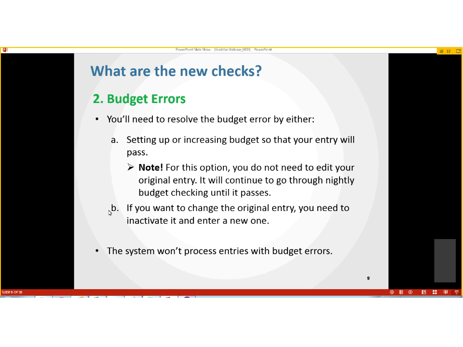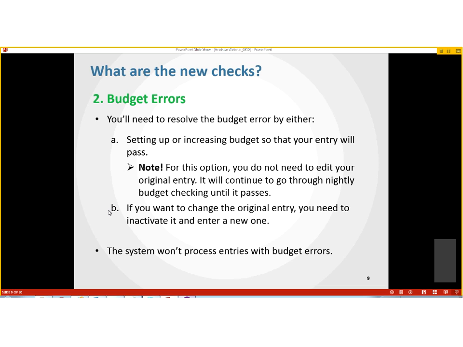All right, so if you get one of these budget errors, you'll need to resolve the budget error either by setting up or increasing budget so that your entry will pass. And please note, for this option, you don't need to edit the original entry.